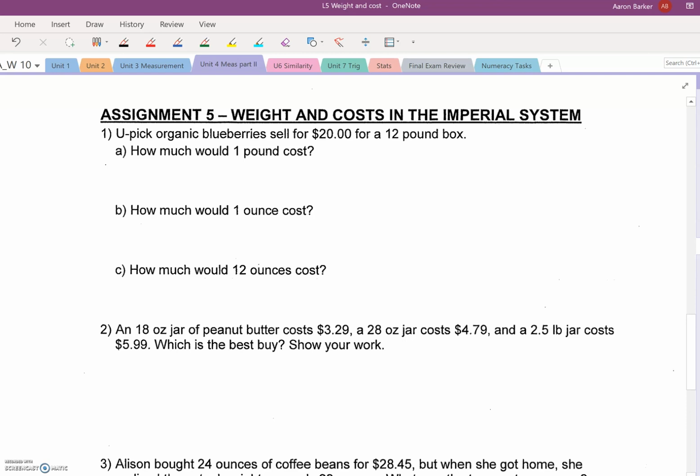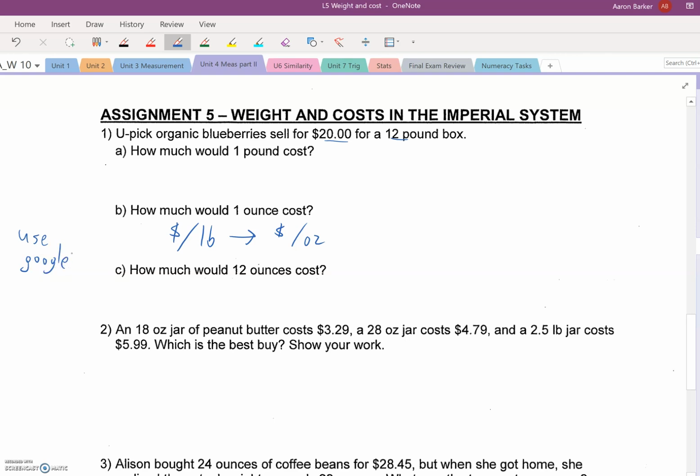So number one, how much would 1 pound cost? So you would have to go 20 divided by 12. Okay, so you divide 20 divided by 12. How much would 1 ounce cost? So then you have to convert. So your cost per pound, you have to convert that into your cost per ounce. Okay, and so you would use Google. So you would just convert, we convert pounds into ounces.